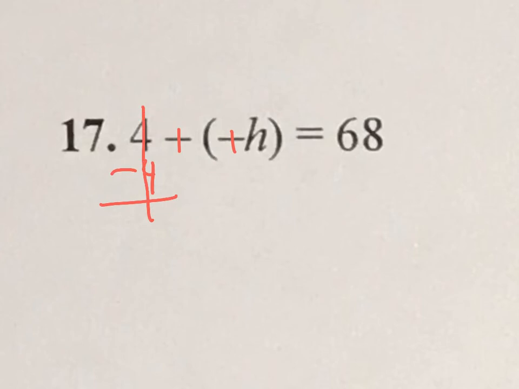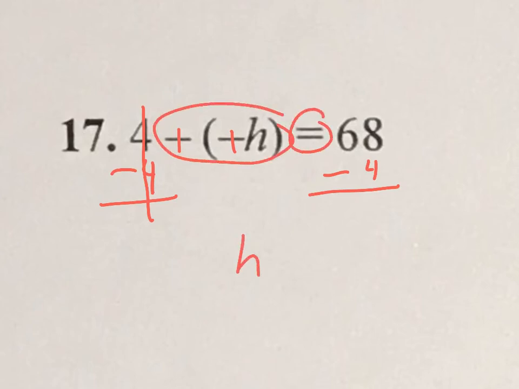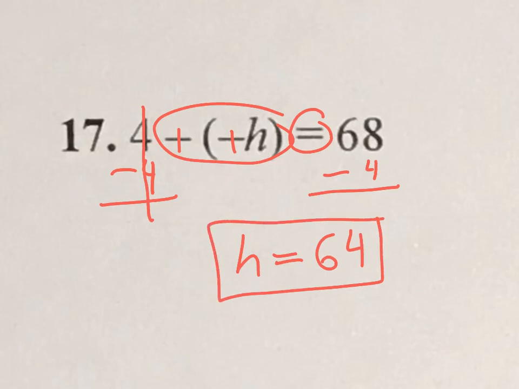And what I do to one side, it's going to make it off balance until I do it to the other side. So what do I have left? I have a positive h. I just write down h. I have my equal sign. I'm going to bring that down. And I have 68 take away 4. That's 64. And that's it. We're done. H equals 64. Cool? Yes. All right. How about this next one?